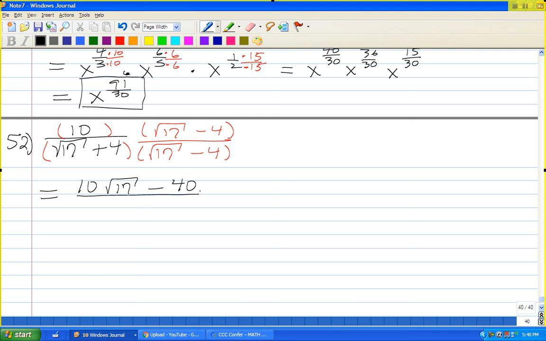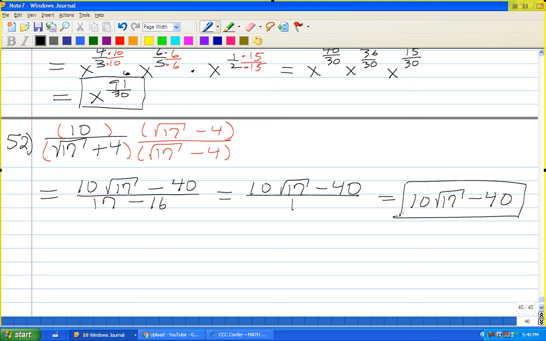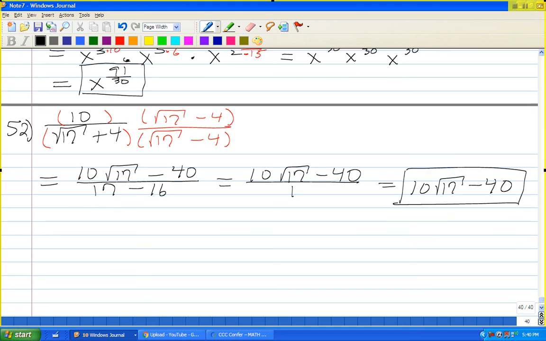Again, this is the product of the sum and difference of two terms, so it's a difference of their squares. Rad 17 times rad 17 is 17. 4 times 4 is 16. Well, 17 minus 16 is just 1. So this is just equal to 10 rad 17 minus 40. Let me do problem 53.